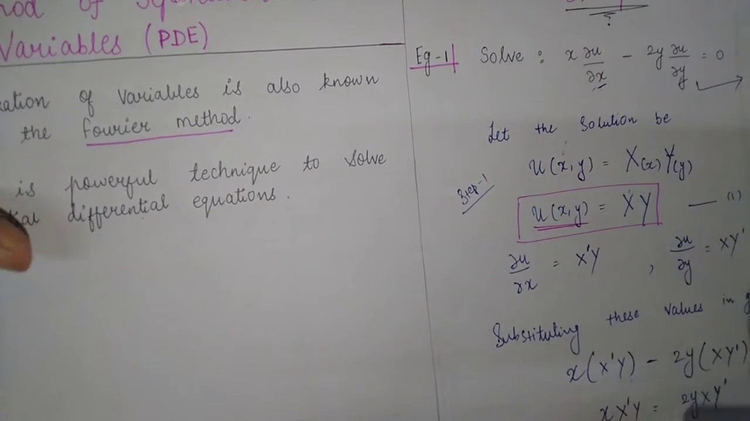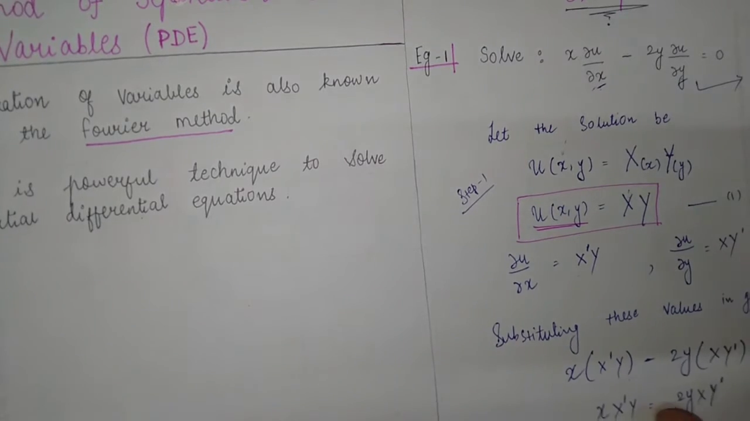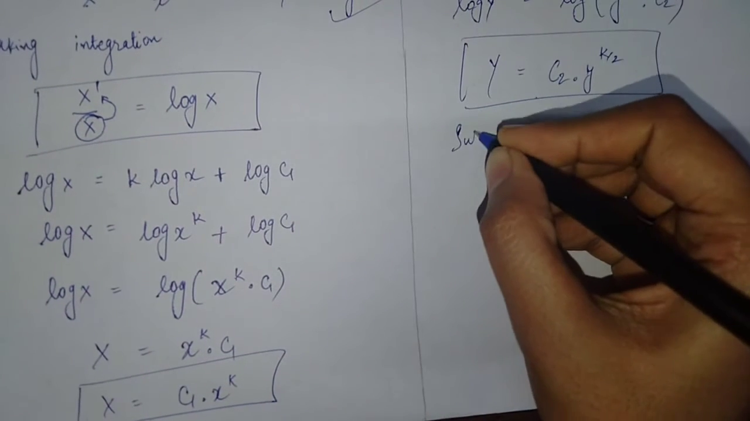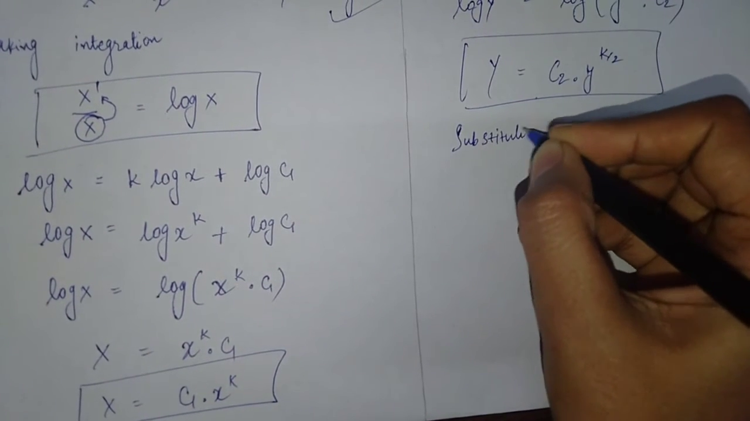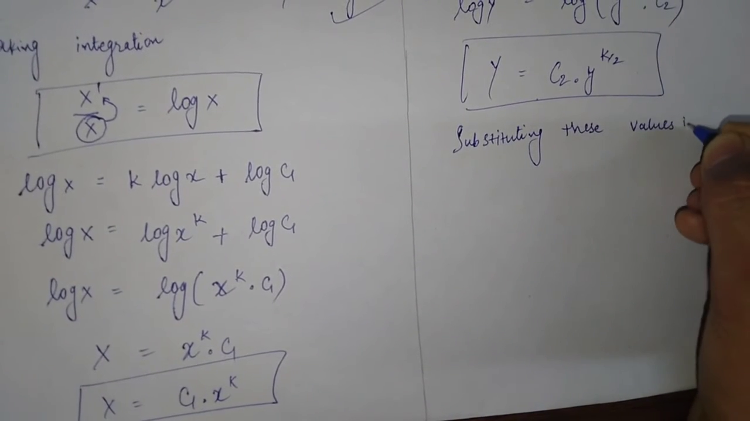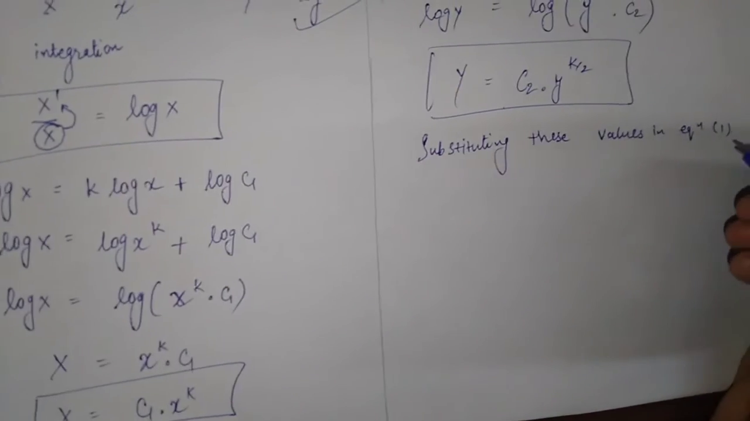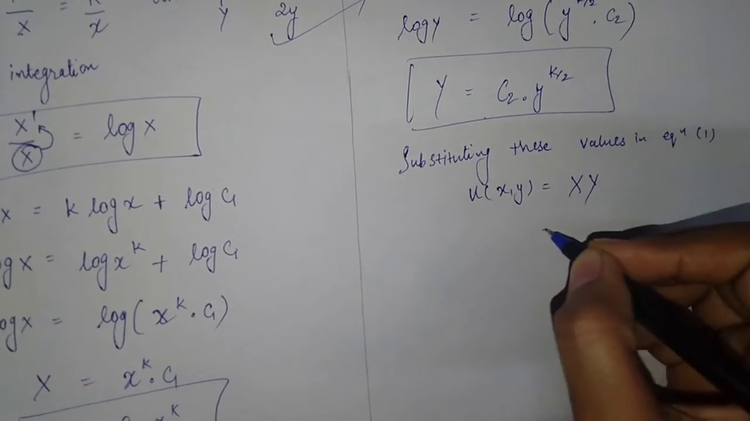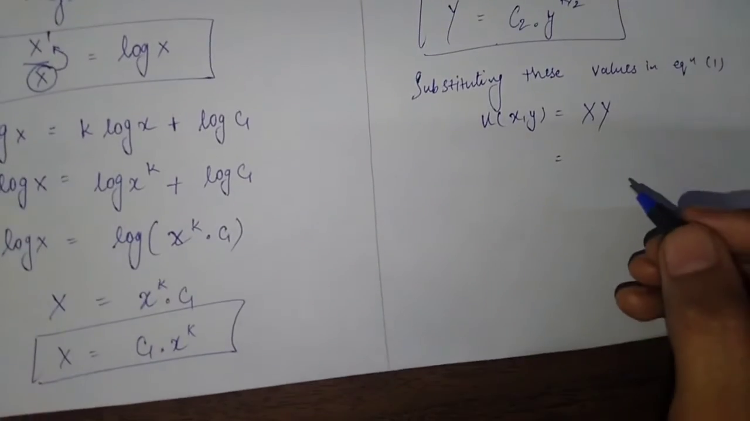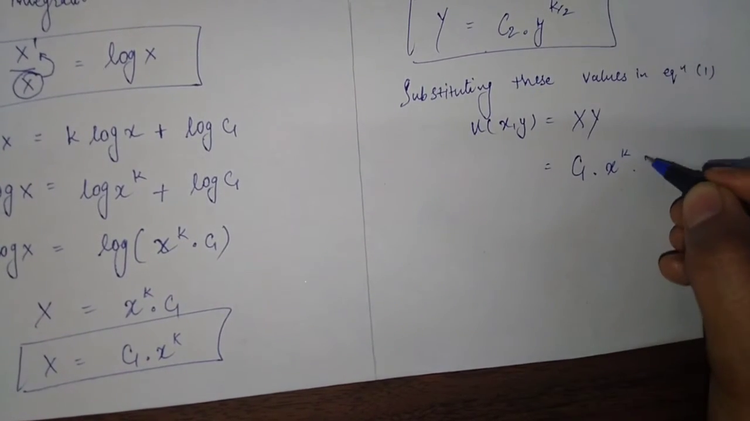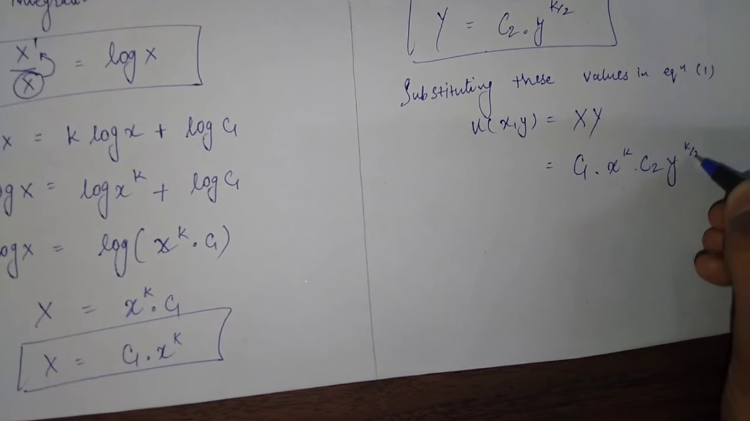So finally we will get u of x comma y. Okay, so let us substitute value of x and y in the equation 1. So substituting these values in equation 1. So what was your equation 1? That is u of x comma y equal to capital X into capital Y. But we have the value of capital X, that is C1 into x^k, and value of capital Y is C2 into y raised to k by 2.